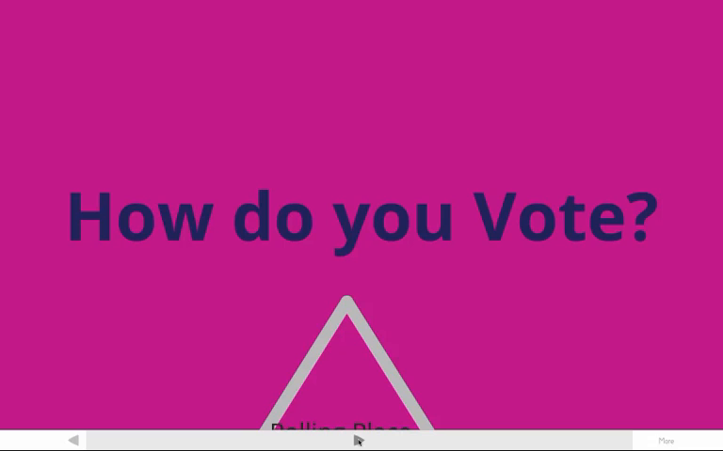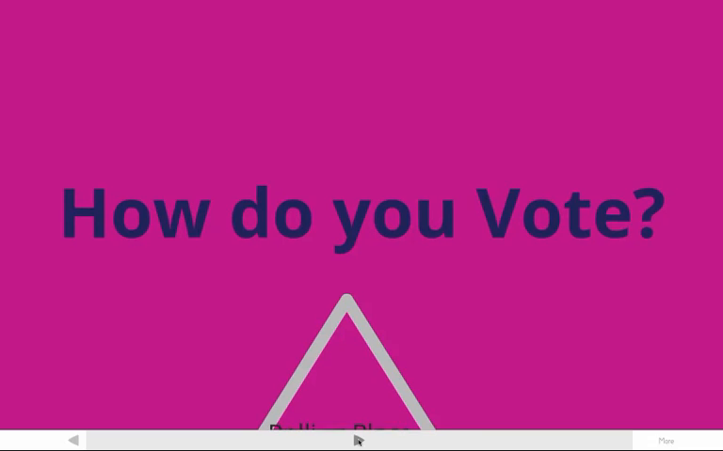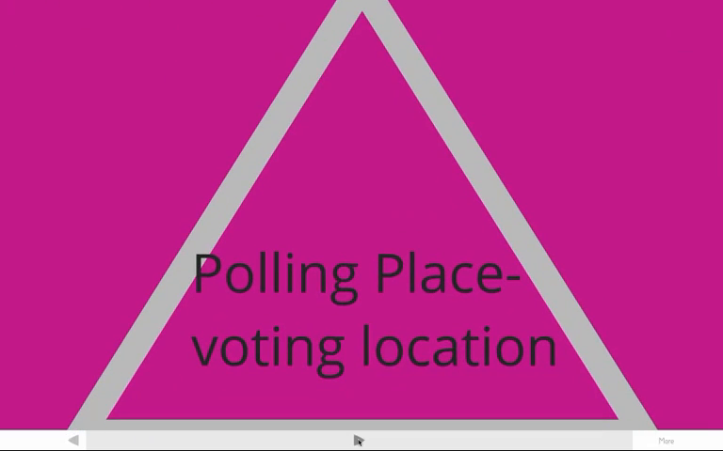Now, once you have registered and you know you are eligible, what do you do in order to vote? Well, the first thing you need to do is figure out where your polling place is. And the polling place is where you vote. This is your voting location, and they will inform you of that once you get your registration form back.